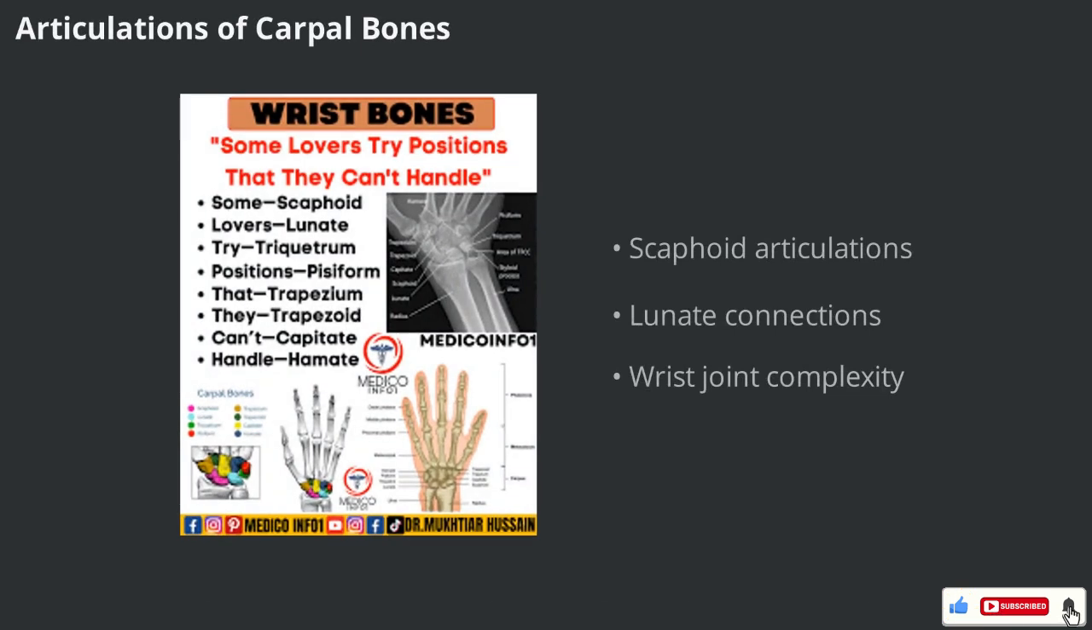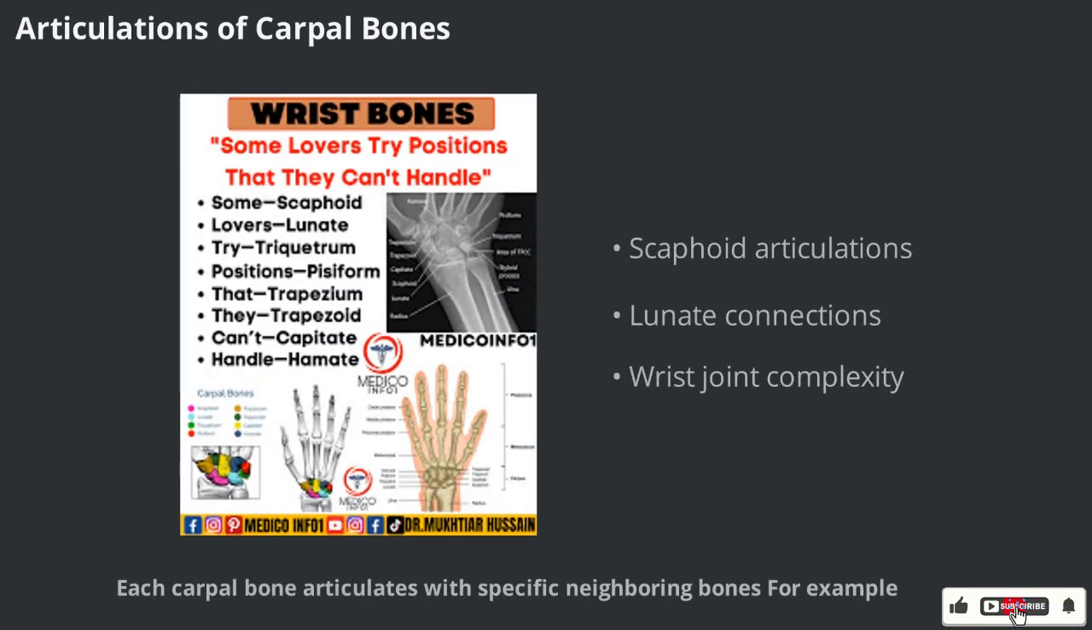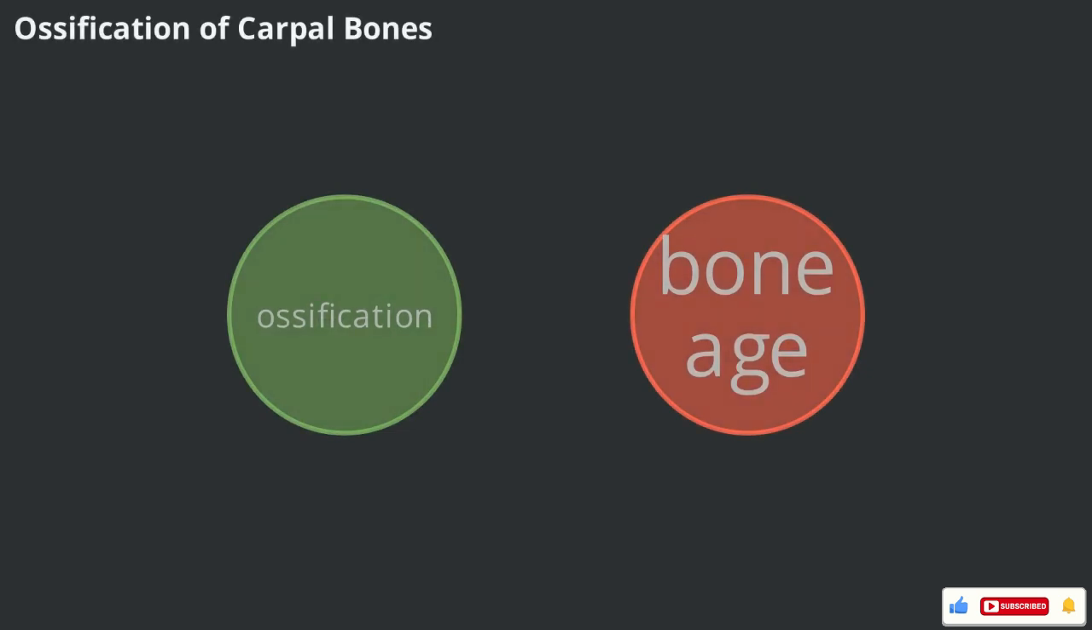Each carpal bone articulates with specific neighboring bones. For example, the scaphoid articulates with the radius, lunate, trapezium, trapezoid, and capitate. The lunate connects with the radius, scaphoid, capitate, hamate, and triquetral. Understanding these articulations is crucial for comprehending wrist movement and diagnosing joint injuries. Carpal bones ossify from single centers, with the timing of ossification varying for each bone.